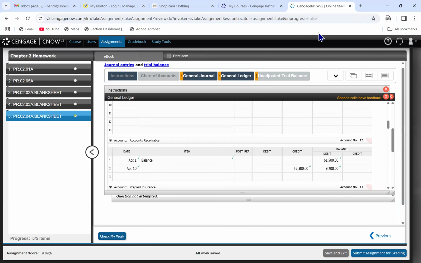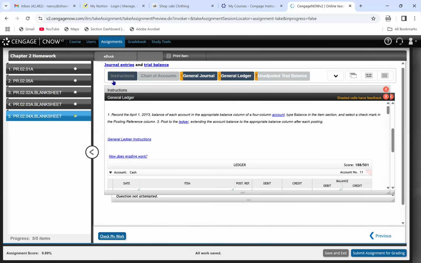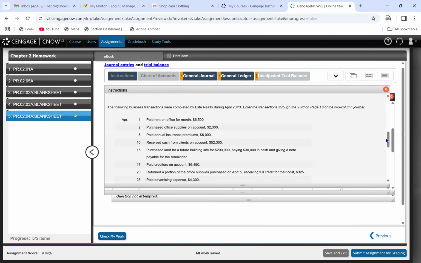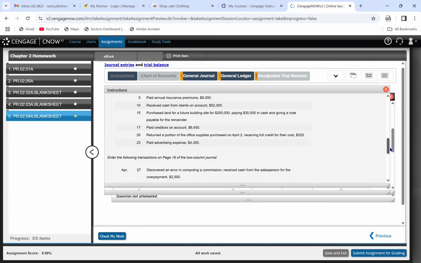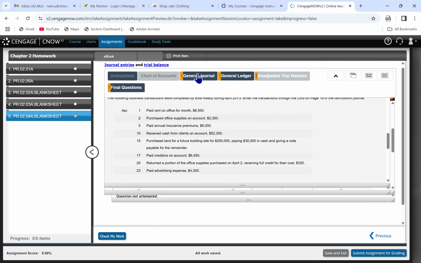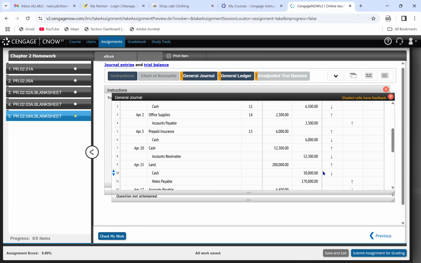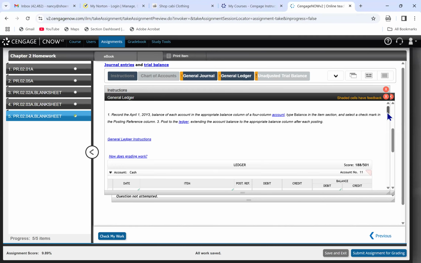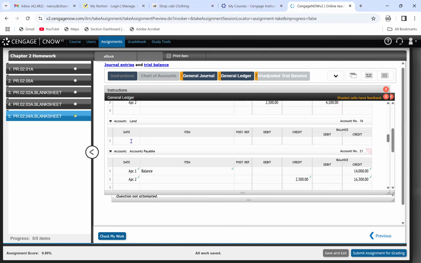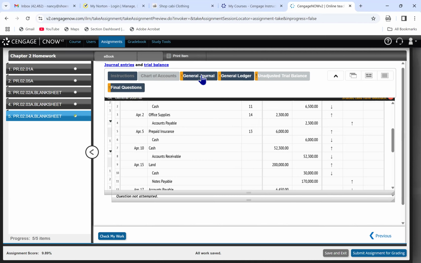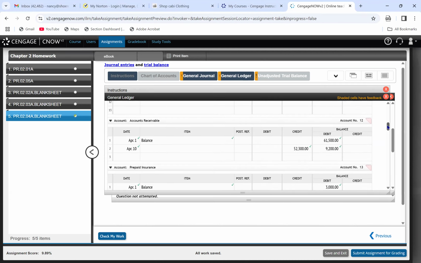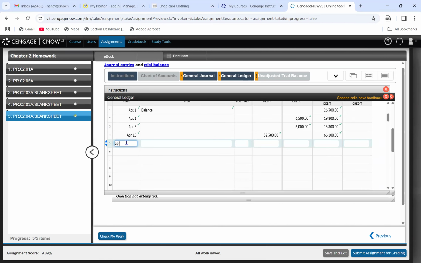So I'm going to continue on. And as I continue on with these various accounts, posting these, I will take our land of 200,000 on April 15th. I'll go find the land. April 15th. And that is 200,000. And that was for 30,000 cash, 170,000 notes payable. So I'll do April 15th, 30,000 cash. We're down to 36.1.